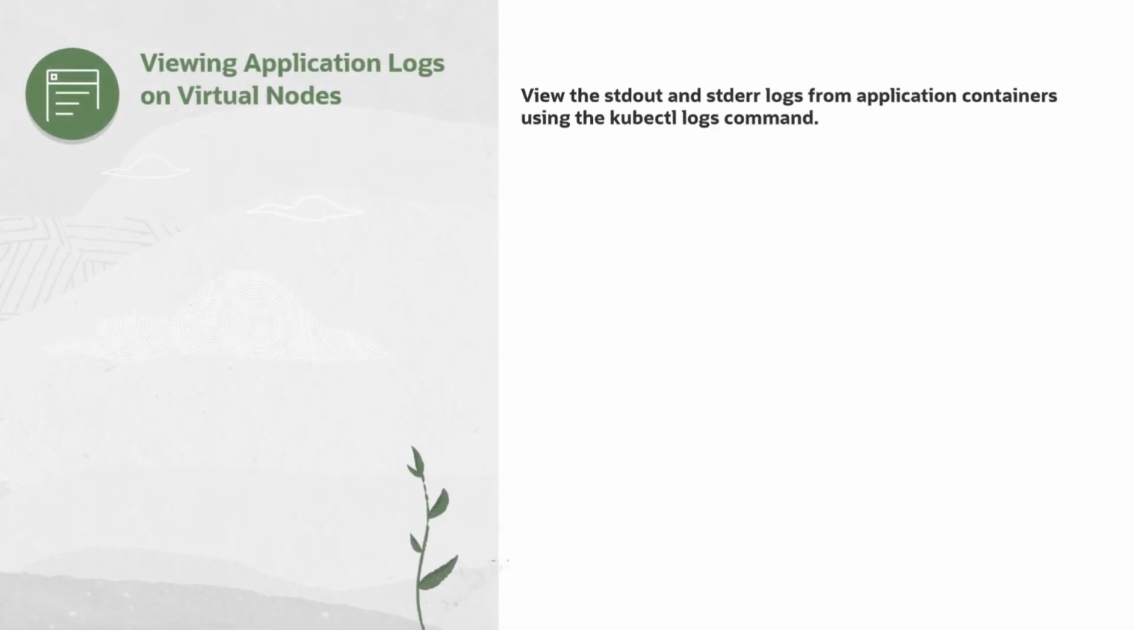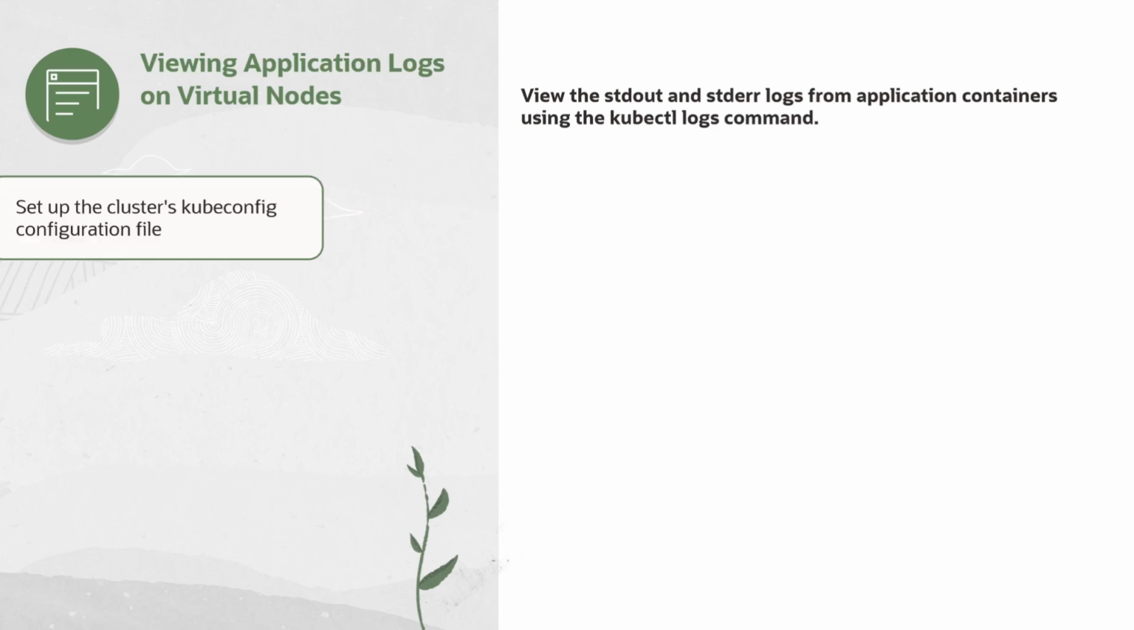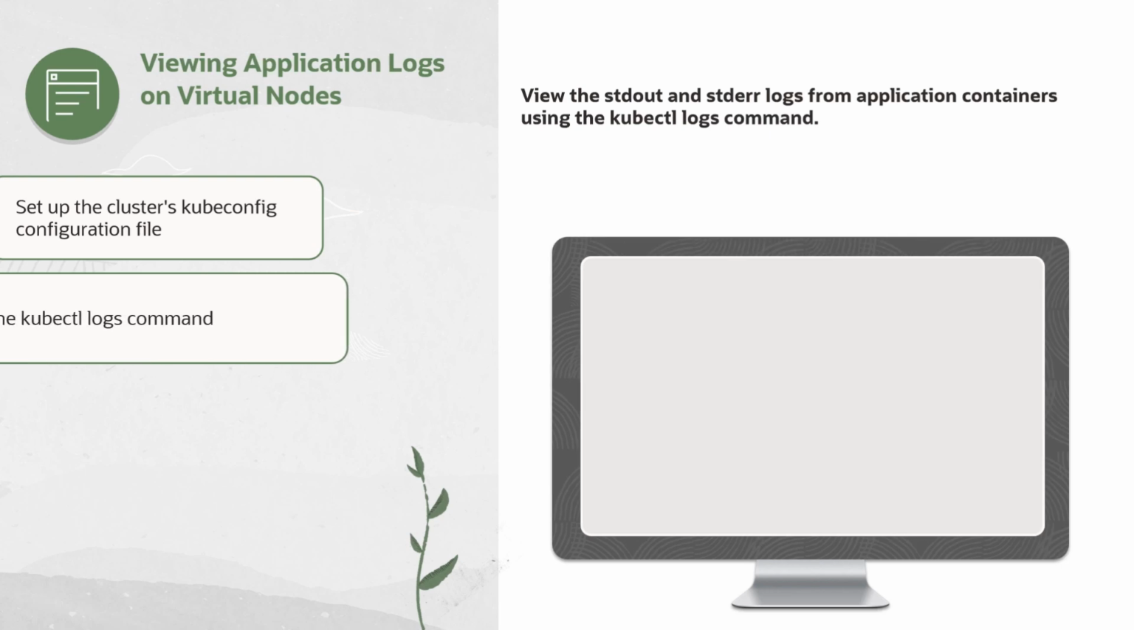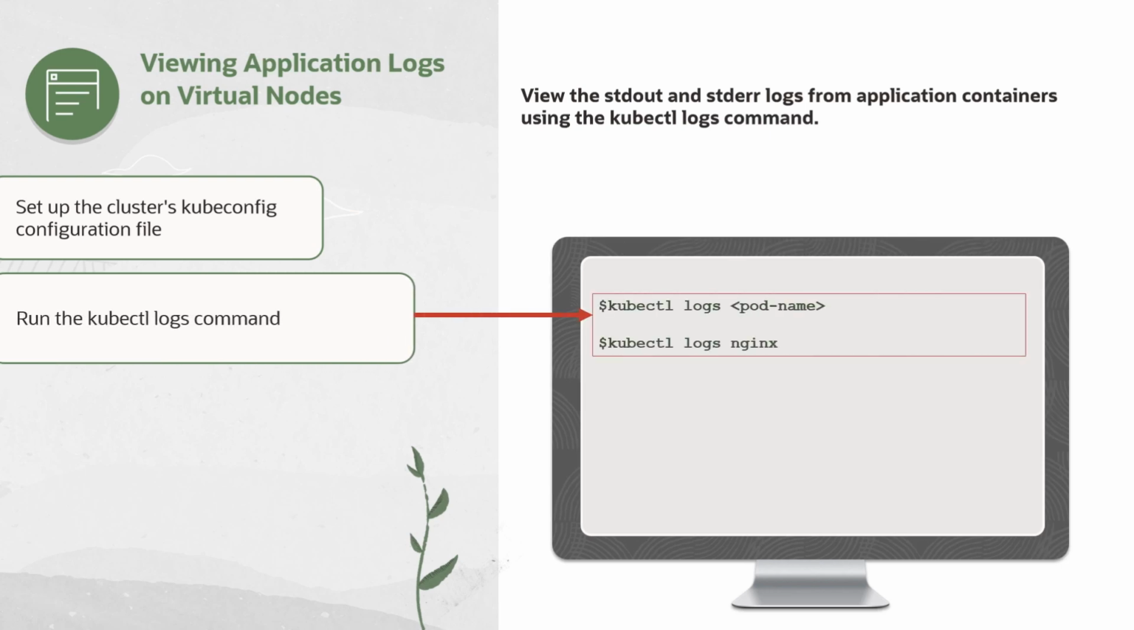Well, the first option is to view the standard out and standard error logs from application containers using the kubectl logs command. But before you run the kubectl logs command, you must ensure that you have set up the cluster access using the kubeconfig configuration file. Once the setup is done, you can run the kubectl logs command by entering kubectl logs and the pod name. For example, you can run kubectl logs nginx. This is basically a pod containing a single container called nginx.